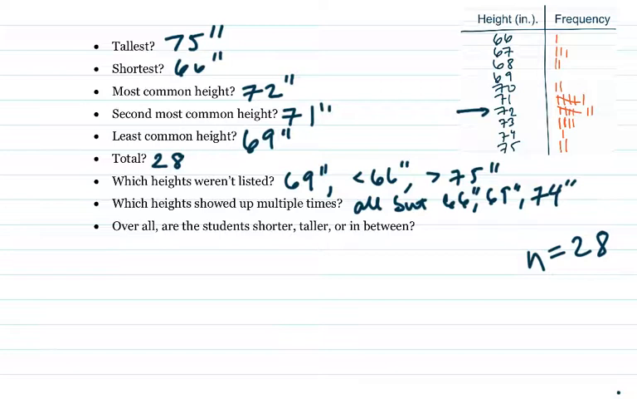And then overall, are the students shorter, taller, or in between? So here's my question to you. Can we actually answer that? What does it mean for heights to be shorter, taller, or in between? Well, I already told you that I am 5'4", so my height is 64 inches. Everybody on this list, if they were standing around me in a room, would be significantly taller than me. I'd be the shortest one in the room. So I would argue that all of these students were tall.